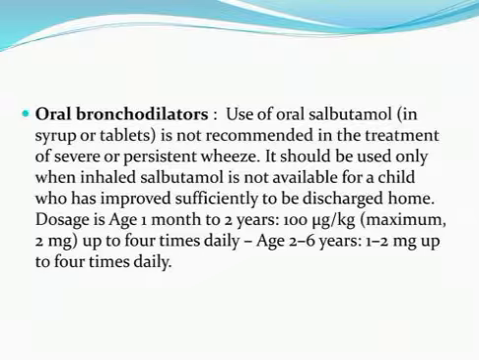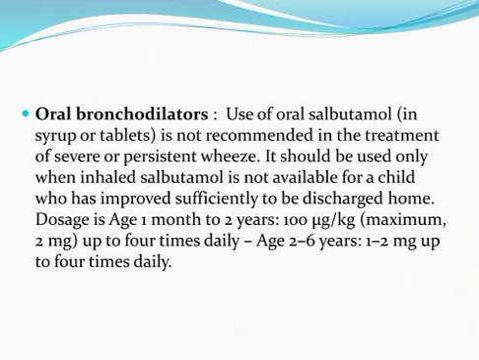Next will be the oral bronchodilators. Oral bronchodilators means we can take them orally. Orally we take salbutamol in the form of syrup or tablets. It is mainly not recommended in the treatment of severe or persistent wheezing. It should be used only when inhaled salbutamol is not available for the child who has improved sufficiently to be discharged home. If there is no inhaled salbutamol, then in that condition we use oral salbutamol.